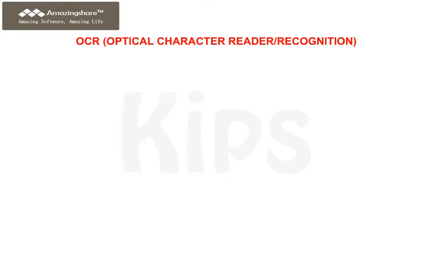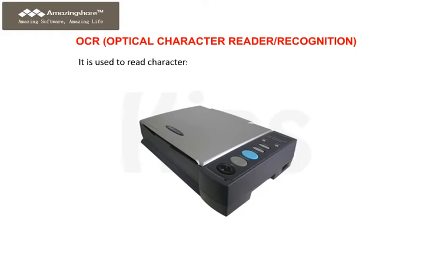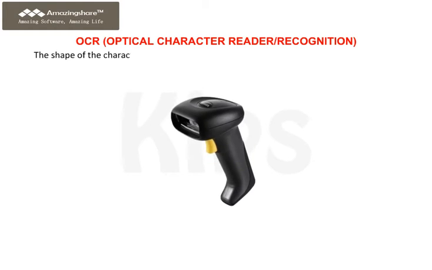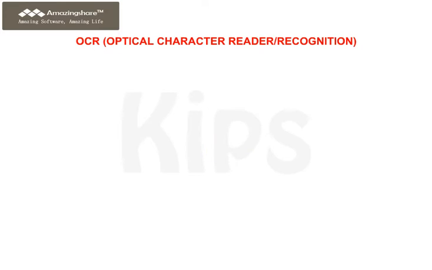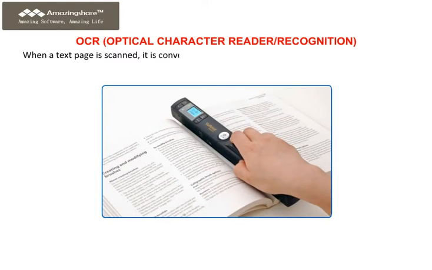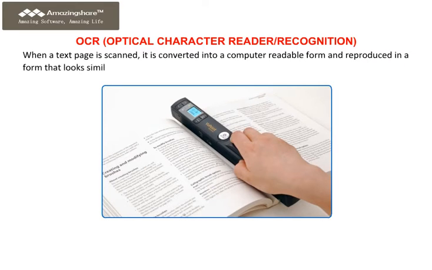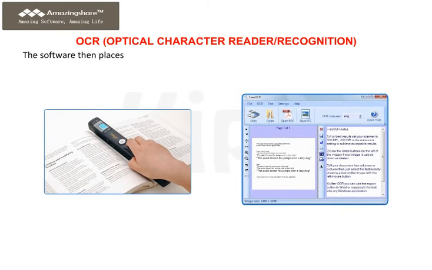OCR, Optical Character Reader or Recognition. It is used to read characters from a printed paper into the computer. The shape of the character is recognized by OCR through a light source in conjunction with photoelectric cells. When a text page is scanned, it is converted into a computer-readable form and reproduced in a form that looks similar to a page that has been typed. The software then places the text into a document that can be edited using any word processor or text editor.